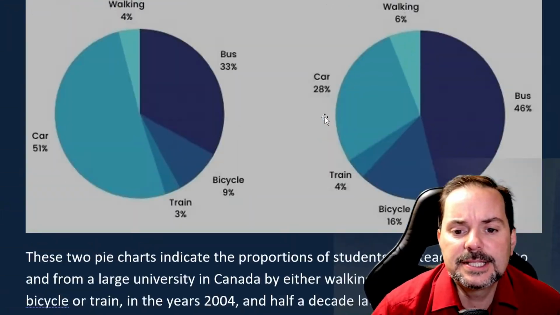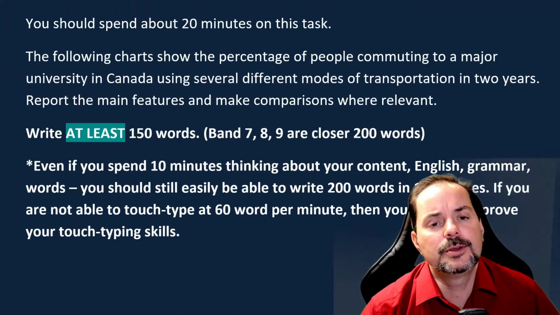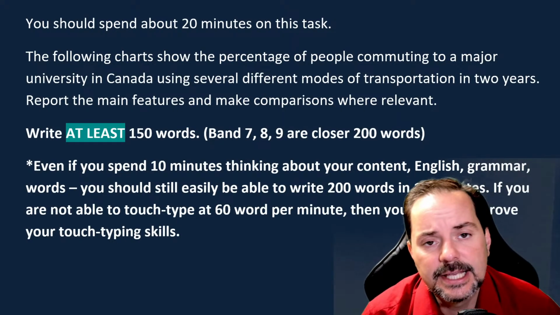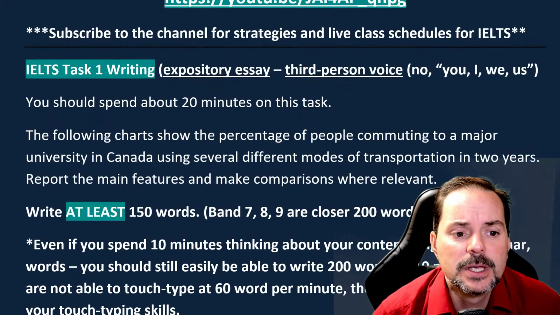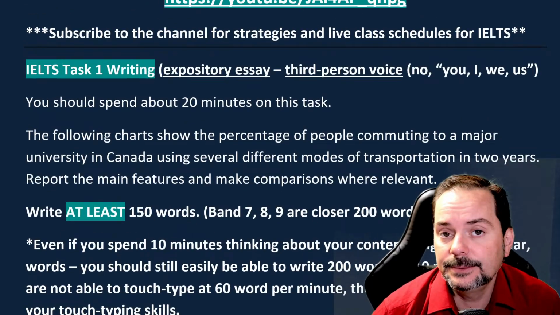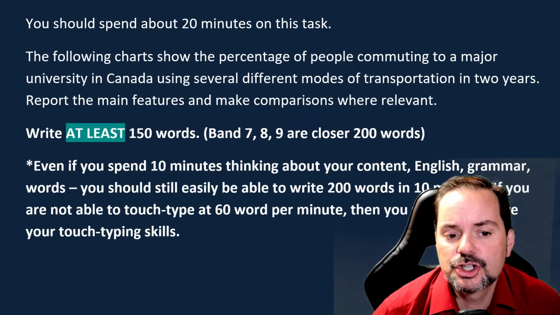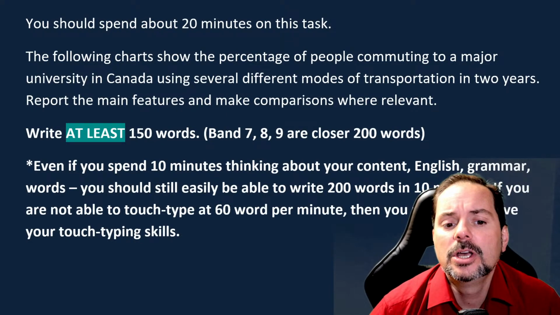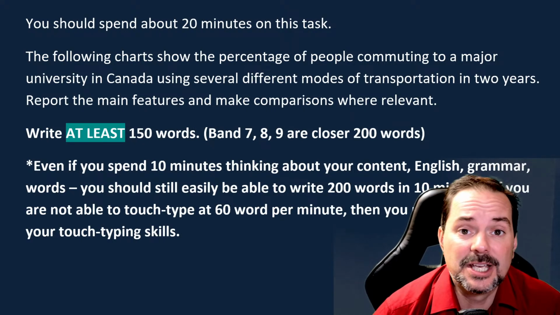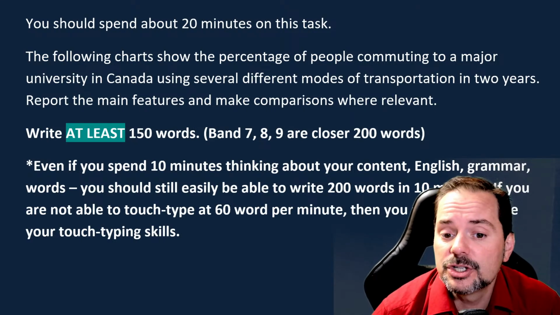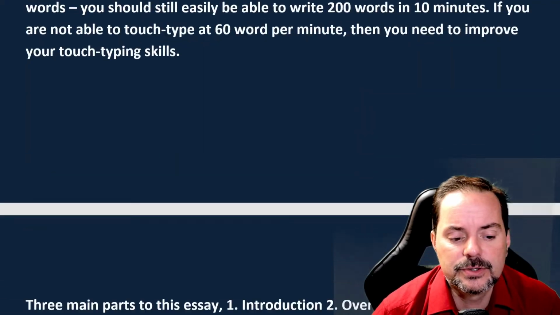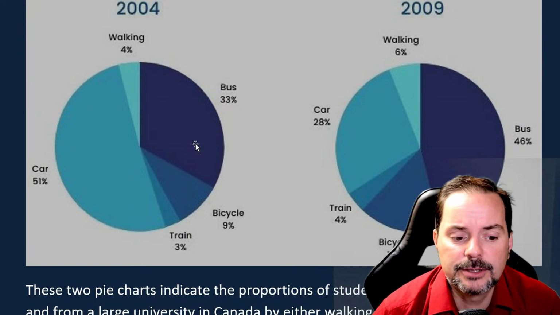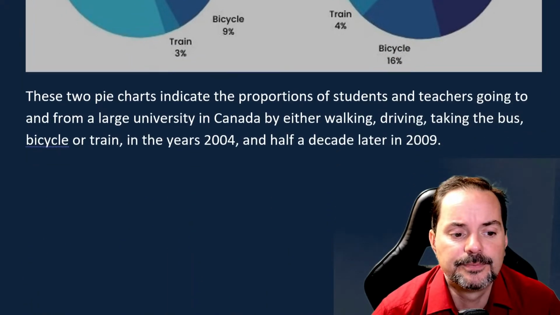All right, everybody, let's take a look at this again. So when you're practicing at home, definitely review the question, review your essay after you're done. Okay, so IELTS Task 1 Writing. The following charts show the percentage of people commuting to a major university in Canada using several different modes of transportation in 2 years. Report the main features and make comparisons where relevant. Here we have the pie chart. Here we have the answer.